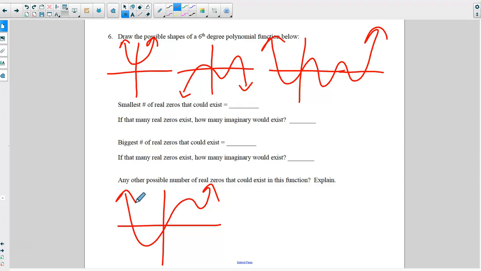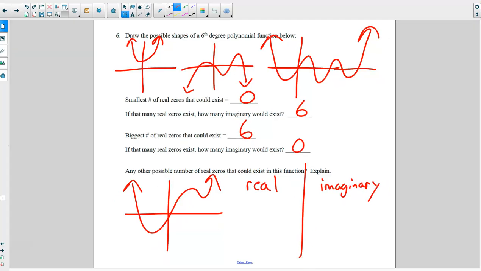0. Yeah, so odds have to cross once. Evens do not have to cross. So this is even, we got 0. So if that's 0, this is 6. If it does cross 6 times, then we have 0 imaginary. What are the other options? Yep, 4 and 2. What else? 2 and 4.